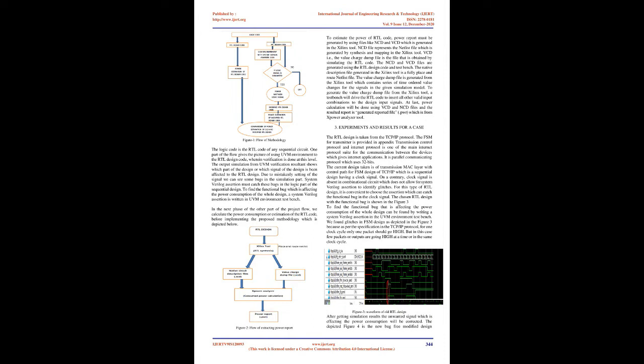Experiments and results for a case. The RTL design is taken from the TCP/IP protocol. The FSM for the transmitter is provided in the Appendix. Transmission Control Protocol and Internet Protocol is one of the main Internet protocol suites for communication between devices, which gives Internet applications. It is a parallel communicating protocol which uses 32 bits. The current design taken is the transmission MAC layer with control path for the FSM design of TCP/IP, which is a sequential design having a clock signal.